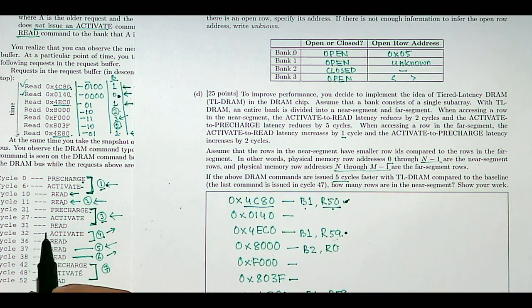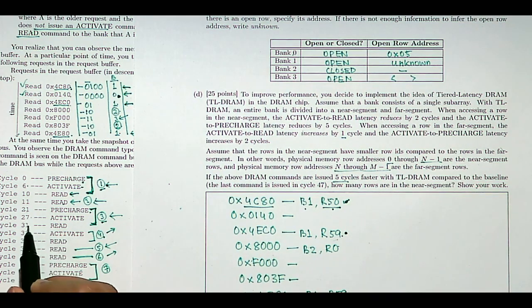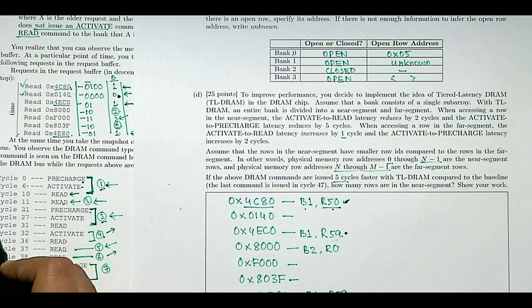Make sense? So now your activate to read, previously it was at 4-cycle latency. Now you have to charge 5 cycles. So now this thing will actually come to 27. Yeah, go ahead.